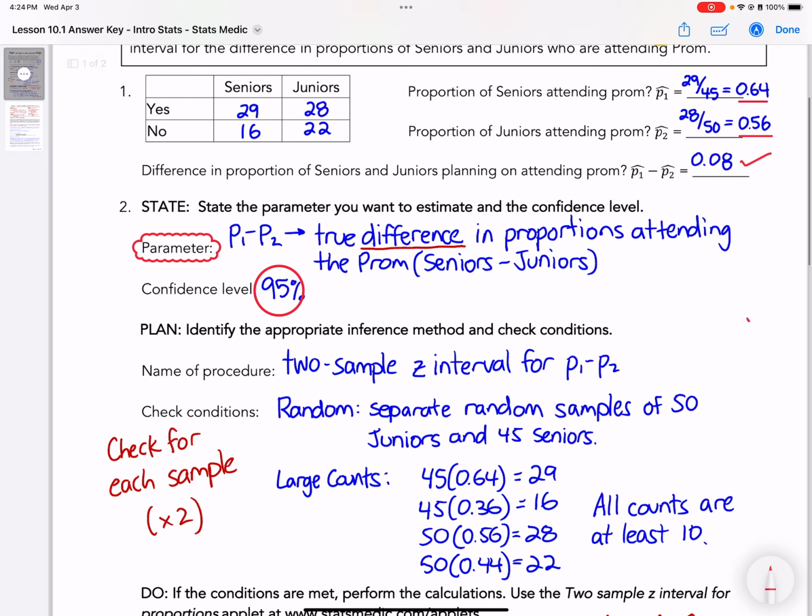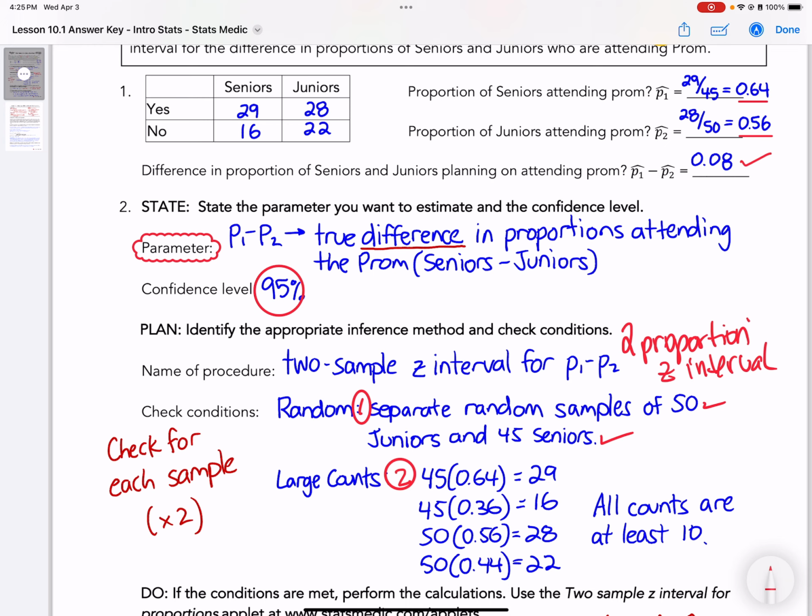So let's go ahead and solve this. The name of the procedure is the two-sample Z interval for p1 minus p2, or, as I like to call it, the two-proportion Z interval. That's what I'll usually call it. The two conditions we're checking are, first, random sample, and second, large counts. For random sample, the startup says I had 50 random juniors and 45 random seniors.